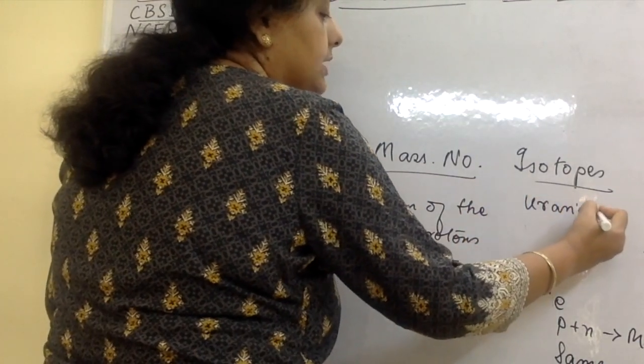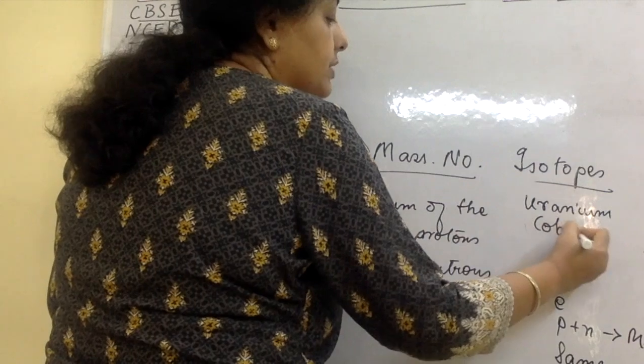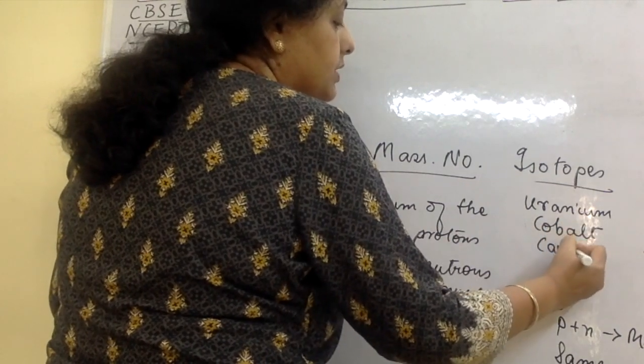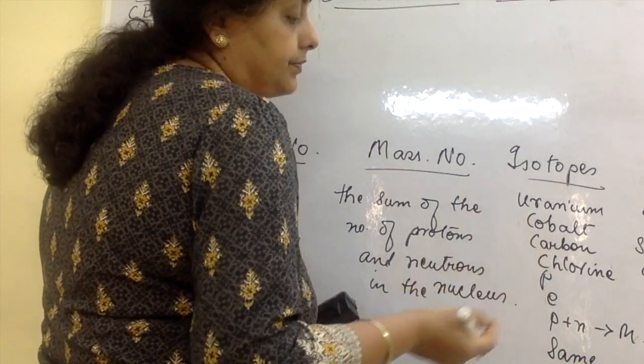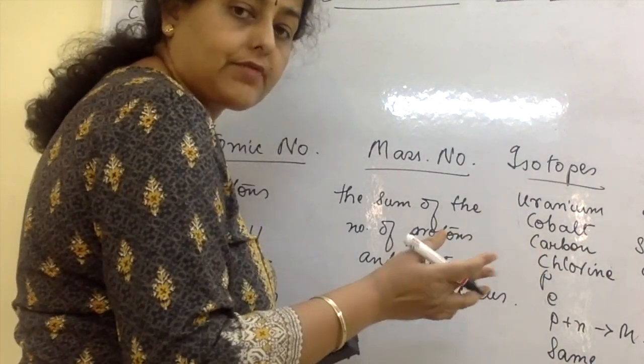If you want to give a few examples, cobalt has isotopes, carbon has isotopes, chlorine has isotopes. Okay, then there can be many more things which have isotopes.